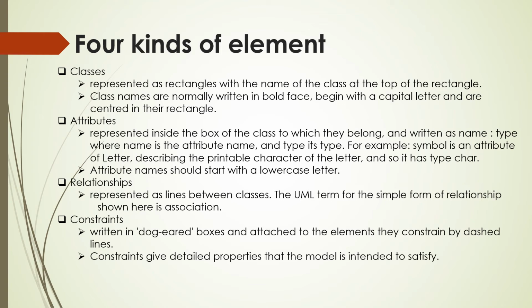Next is the relationship. It is represented as a line between classes. The UML term for the simple form of relationship shown here is association. The last element is the constraints, written in dog-ear boxes and attached to the elements they constrain by dashed lines. Constraints give detailed properties that the model is intended to satisfy.